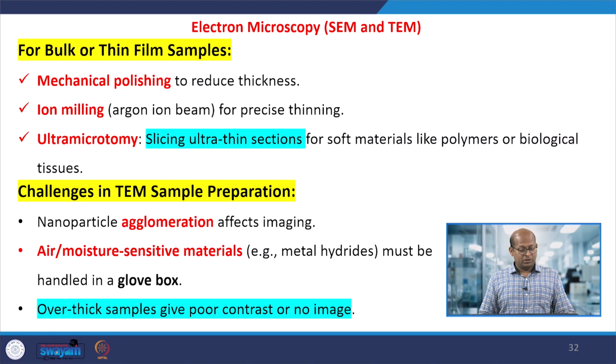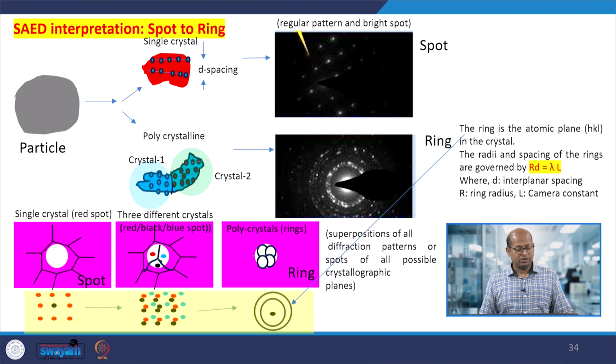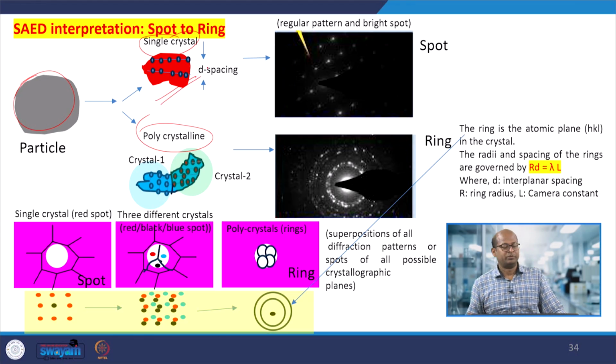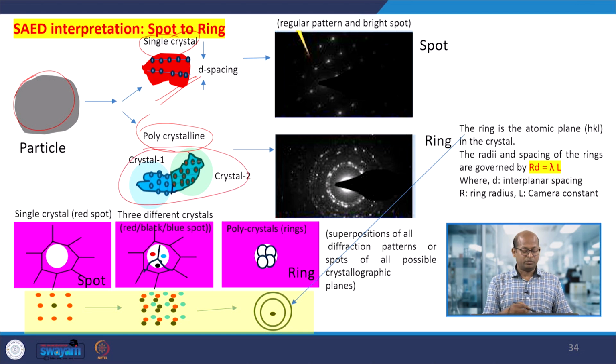So SAED interpretations are very important when we get TEM analysis. With that we will also get SAED. Suppose we have a particle; that particle may be a single crystal or a polycrystalline material. If it is a single crystal, one particular type of crystal is present, and if it is polycrystalline, more than one type of crystal is present, two or more.